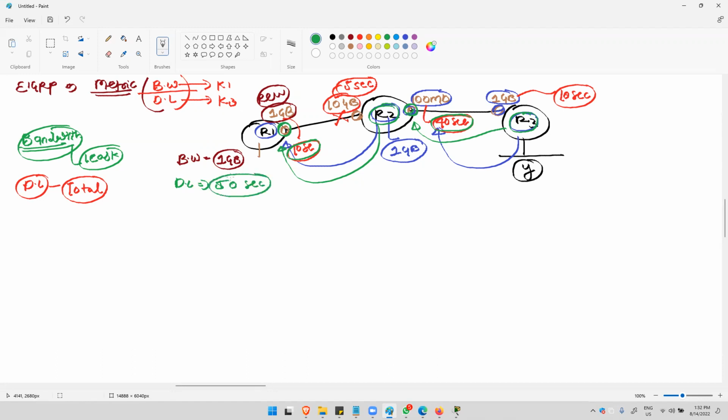Only receiving we will calculate; sending we never calculate. Clear? Now see the scenario. R1, R2.